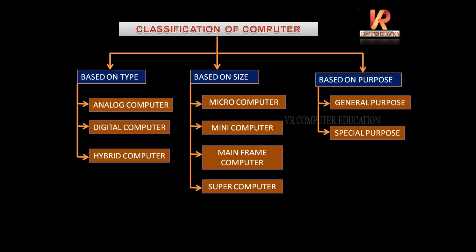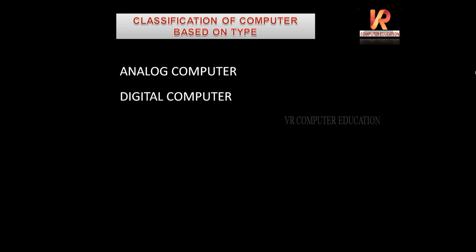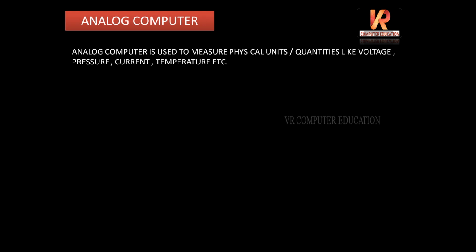First, based on type. So classification of computer based on type. We know based on type there are three types, that is analog computer, digital computer, and hybrid computer. So first, what is an analog computer? An analog computer is used to measure physical units or quantities like voltage, pressure, current, temperature, right? It may be body temperature or room temperature.